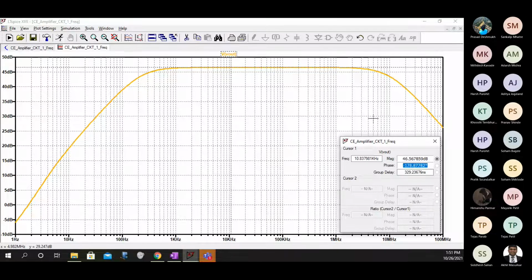It is slightly lesser than that. That is because we are taking outputs across the capacitors, so they introduce a slight phase shift. Actually it should be 180, but because there are some inter-electrode capacitances, we get this phase shift which is slightly different.